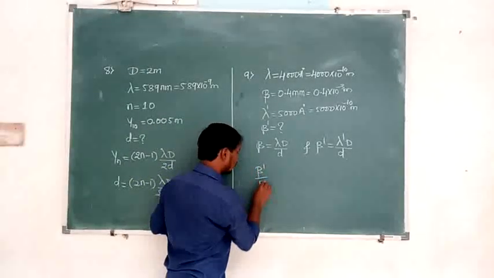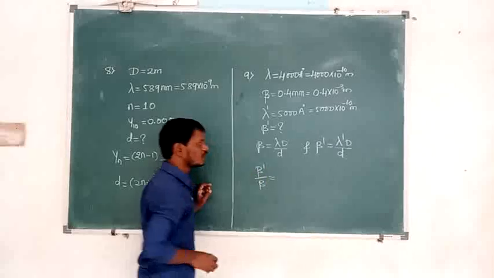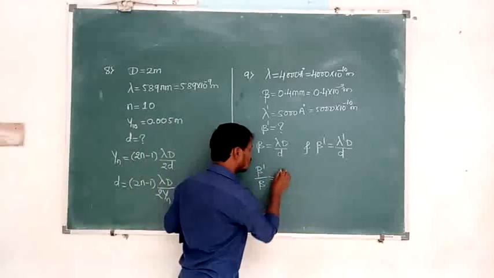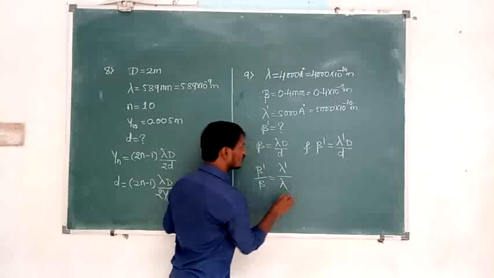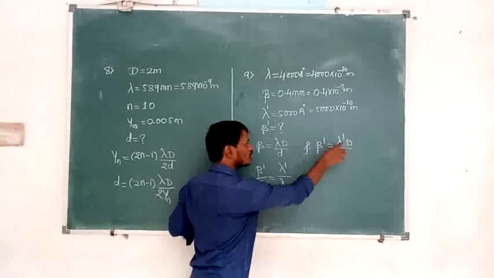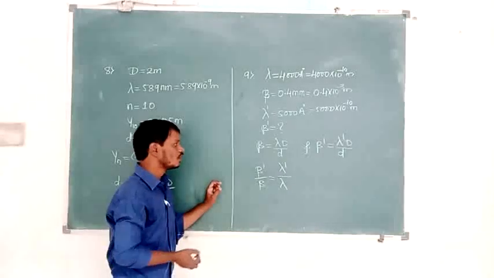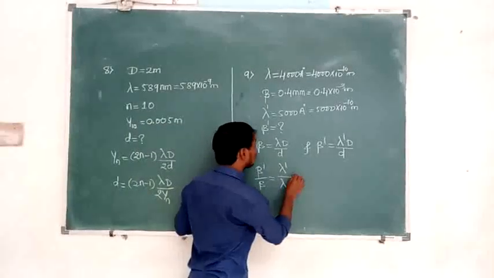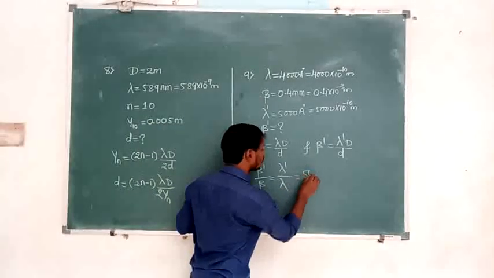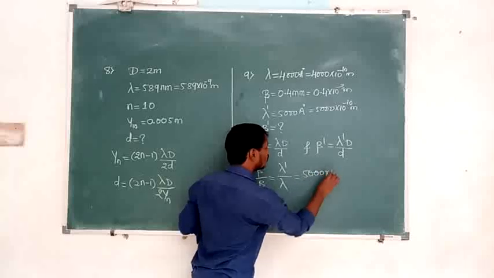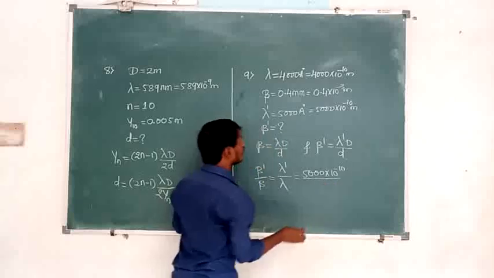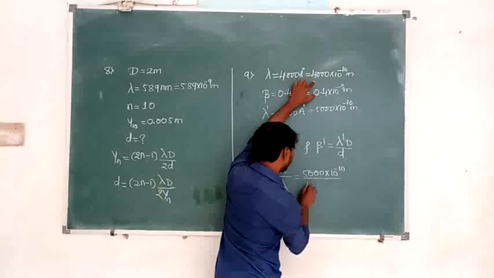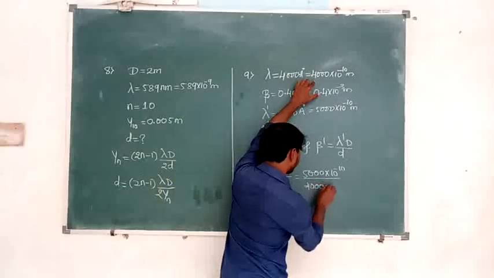Beta dash divided by beta. Our aim is to find beta dash. So what is lambda dash divided by lambda? Because capital D by small d both get cancelled here, since both are constants. Then what is lambda dash given? Lambda dash given is 5000 into 10 to the power of minus 10, divided by lambda given, which is 4000 into 10 to the power of minus 10.